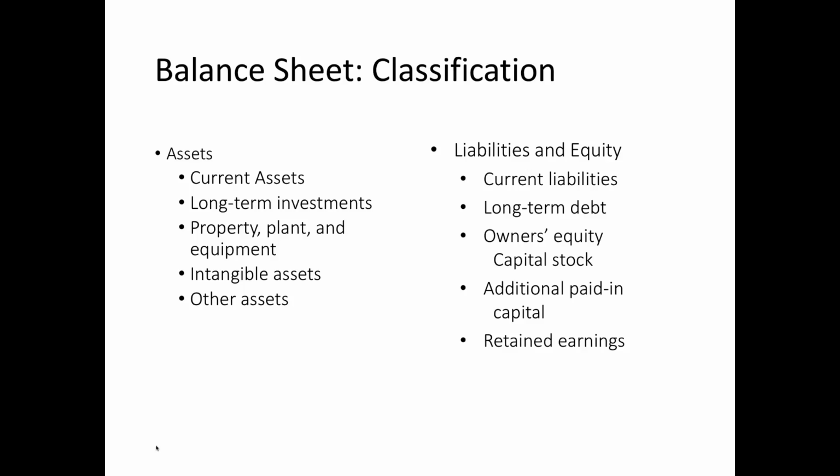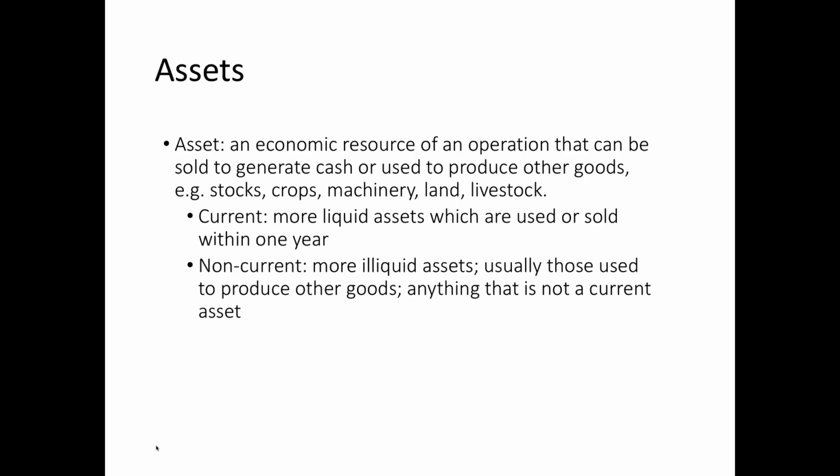When we look at assets and liabilities, this is some of the classification I was speaking about earlier. You can see these: current and long-term investment, property, plant, and equipment, intangible assets. Similarly, you've got liabilities and equity. Many of us probably don't have any owner's equity or capital stock. If you're in agriculture, you probably don't have retained earnings, but you may have. Okay, let's go to the next slide.